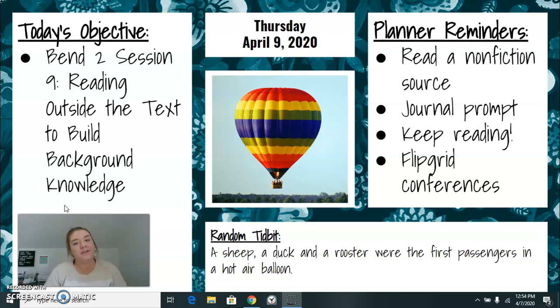Today, we are going to be talking about reading outside the text and building some background knowledge about our eras. Planner reminders, you should read a nonfiction source today. You should also do the journal prompt. You should continue reading your book.